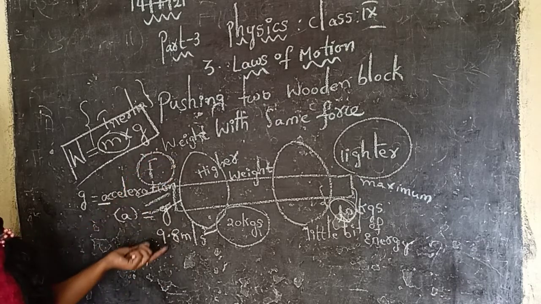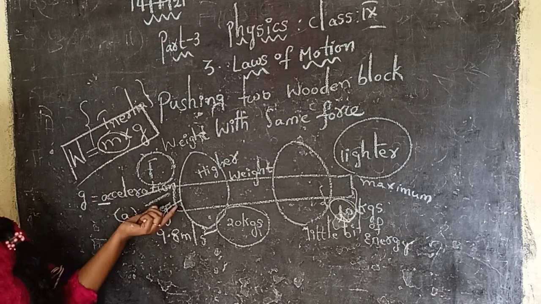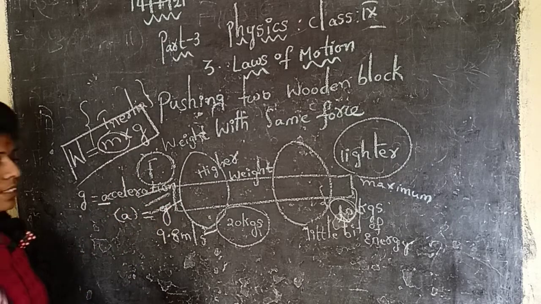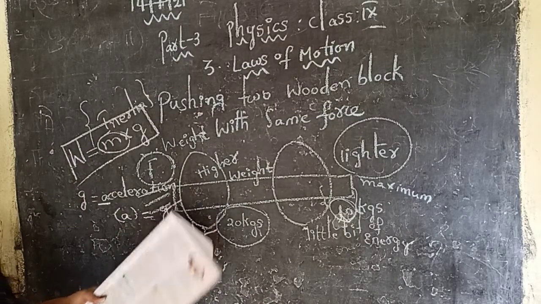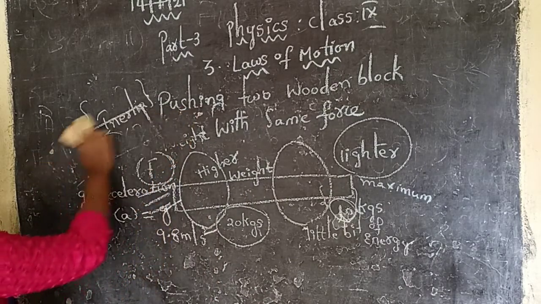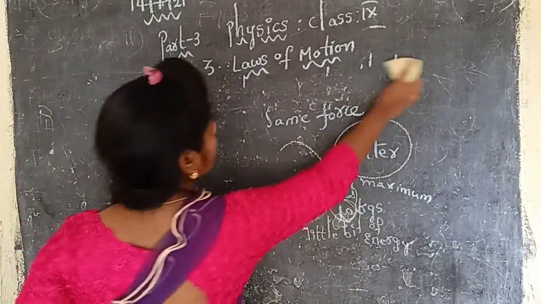So what is the conclusion for this? Lighter weights will accelerate more when compared with heavier weights. This is the experiment of pushing two wooden blocks with the same amount of force.